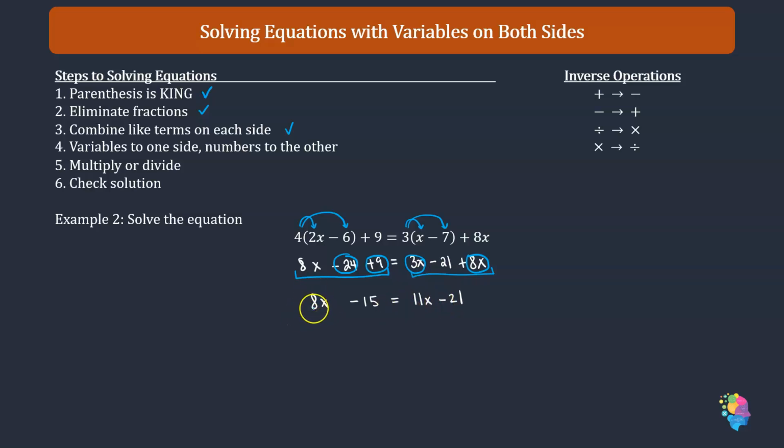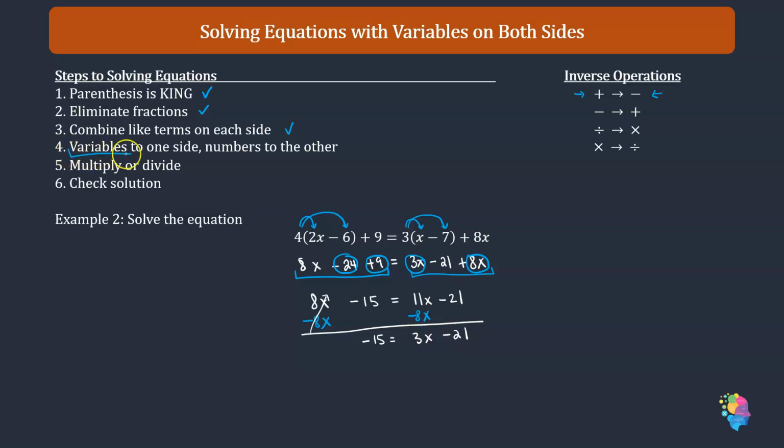Since I am moving the full term, I don't want to separate the 8 from the x. I'm moving the full term. This is a positive, so I'm going to move it with a minus. So minus 8x, minus 8x. From left to right, 8x minus 8x, that's going to go to 0. Minus 15 is equal to 11x minus 8x is 3x minus 21.